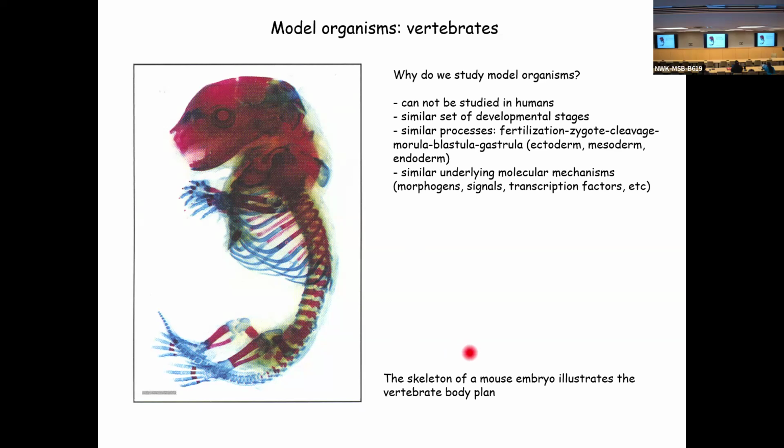So this is a skeleton of a mouse embryo illustrating the vertebrate body plan. Okay? You can stain the ribs and the vertebrae and the different ossification processes and all this in a mouse model.